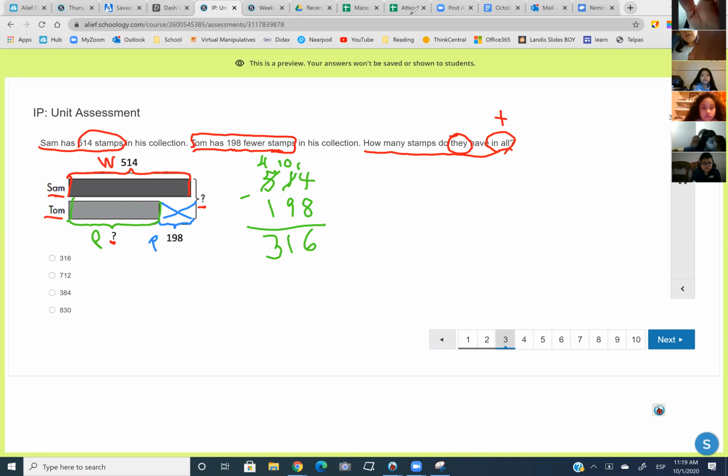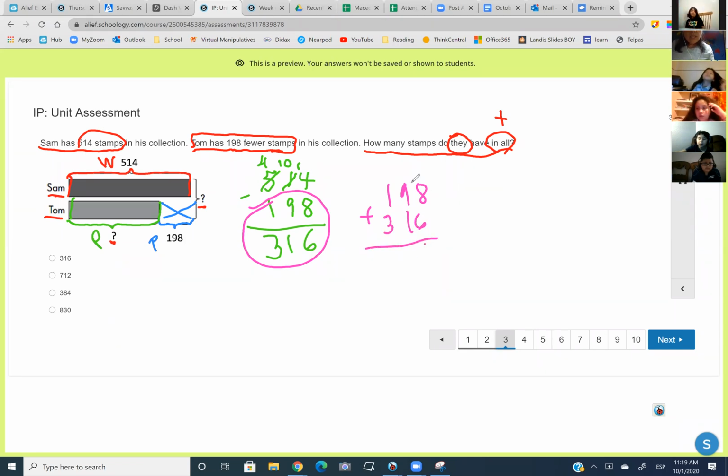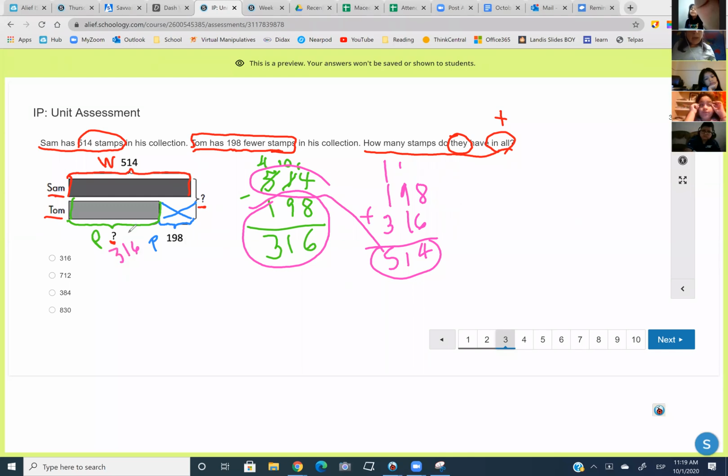But remember, I'm not going to be happy until I prove my answer. So I'm going to add these two numbers. 198 plus 316. That's 14, 10, 11, and 5. 514 is the same as 514. So my answer is right, which is 316. It's 316. What I'm doing is what you were supposed to be doing on your test. This was supposed to be your answer, 316. And how to prove it too.